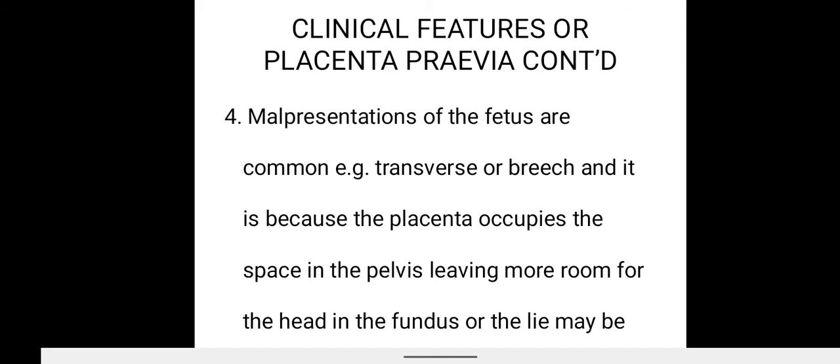Malpresentation of the fetus is common, e.g. transverse or breech. Remember to say that the placenta is embedded in the lower segment. Mean to say that the placenta is also an organ, a temporary organ when someone is pregnant, which feeds the baby. So that lower segment will be occupied by the placenta. Under this one, you find that the baby will be lying in the transverse or breech position.